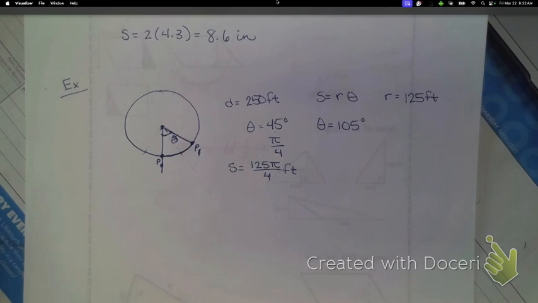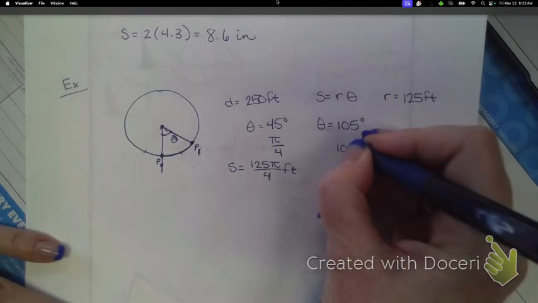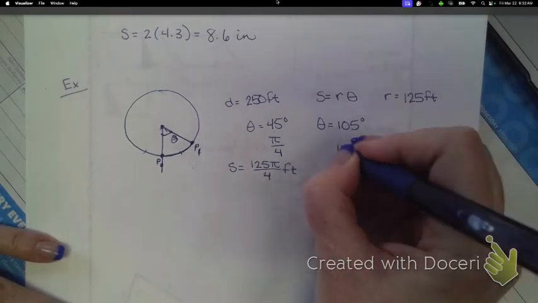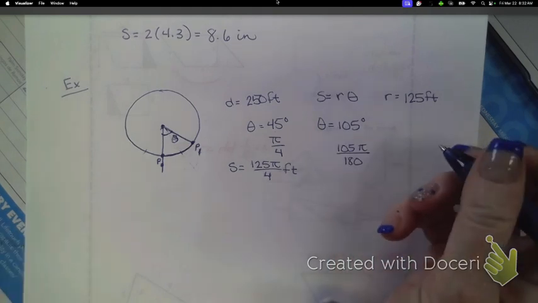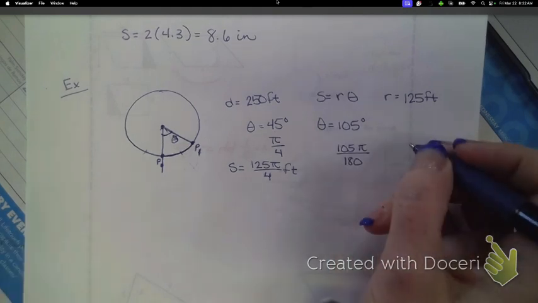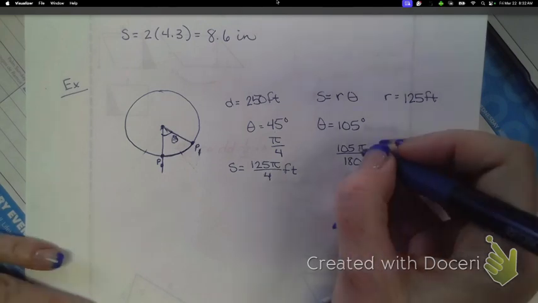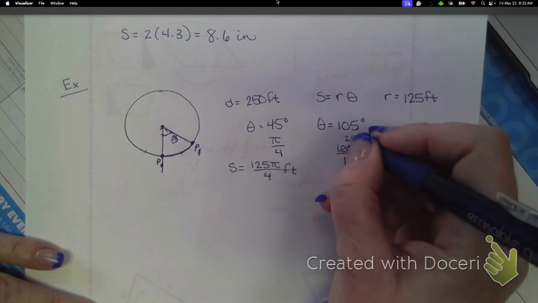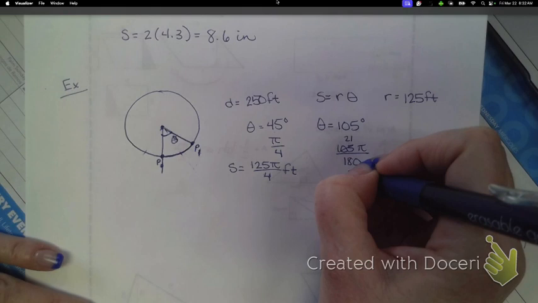Okay? So 105 would be 105 pi over 180. And then you need to reduce. I was thinking 5 first. Yeah. So 21 and 36.